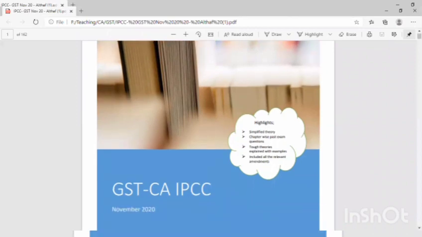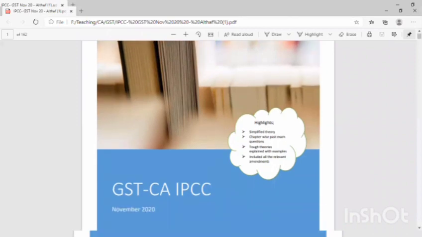Okay, so we actually begin our discussion on the GST, and this is my material. If you have my material with you, it will be very easy to capture the amendments. Otherwise, if you refer to any other material, you can also capture the amendments, but you have to cross check with other materials. Okay, so I'm just clarifying this again.